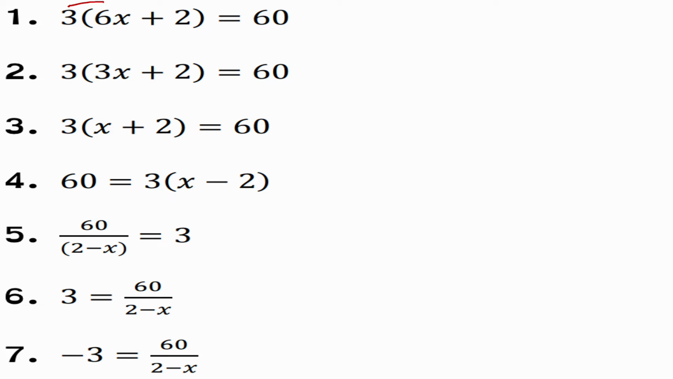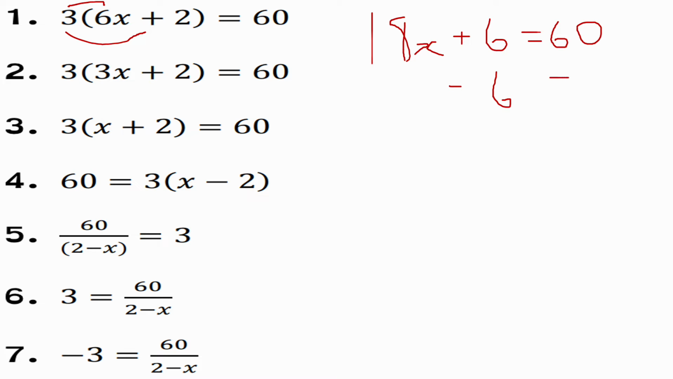I'm going to expand 3 times 6x, which is 18x, and then 3 times positive 2, which is positive 6. So I'm going to have 18x plus 6 is equal to 60. So that's expanding or multiplying out a single bracket. 3 times 6x is 18x, and 3 times positive 2 is positive 6. I'm now going to subtract 6 on both sides.